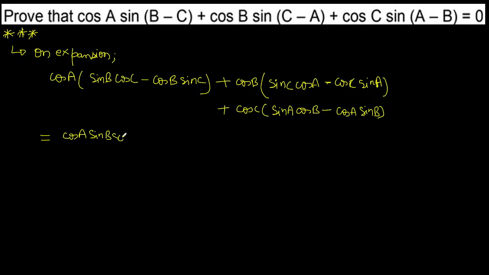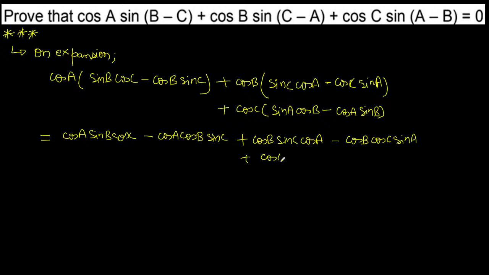Sin B cos C minus cos A cos B sin C, cos B sin C cos A minus cos B cos C sin A, cos C sin A cos B, cos A cos C sin B. Cos sin cos cancel, cos sin cos sin, this cancels, this cancels, it is equal to 0.